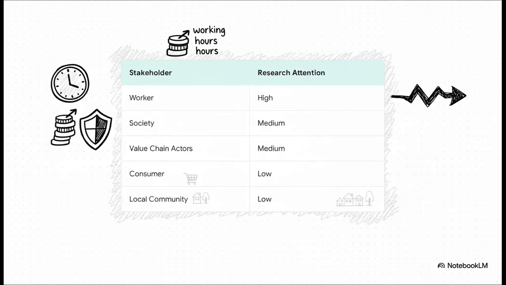And what are they all studying? Well, the research shows a very clear focus on the worker stakeholder group. Things like fair wages, working hours, health and safety. Those are by far the most studied topics. And that might be because those impacts are a bit more direct and easier to measure than, say, the broader impact on an entire local community, which is a lot trickier to quantify.